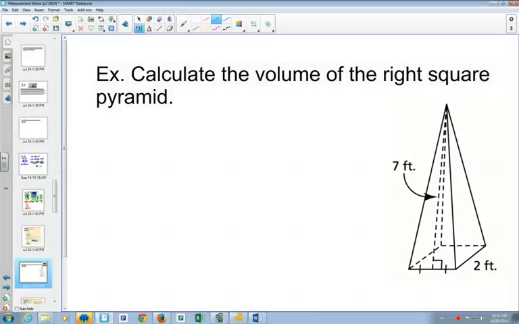So here we've got a right square pyramid. In order to figure out the volume, we need the area of the base multiplied by the height. So it's asking for volume. A good thing to start off with is writing out the formula. And then ask yourself the questions, I want to find the volume.